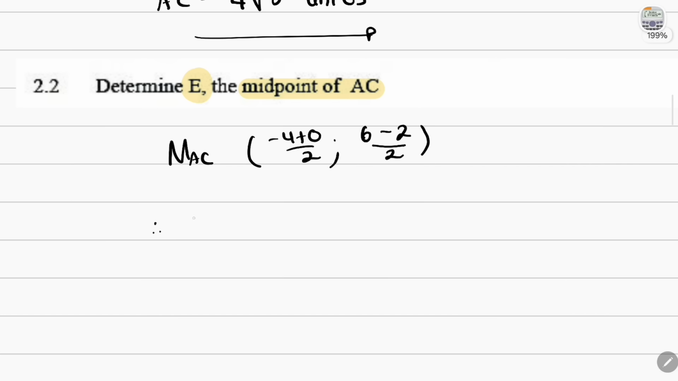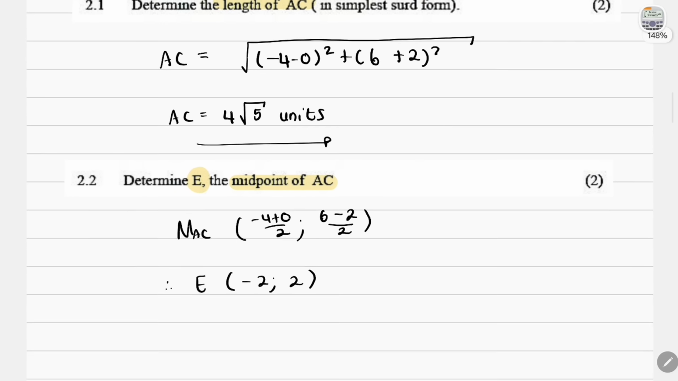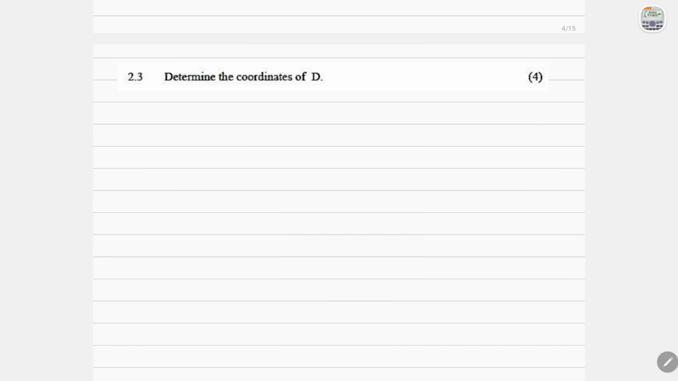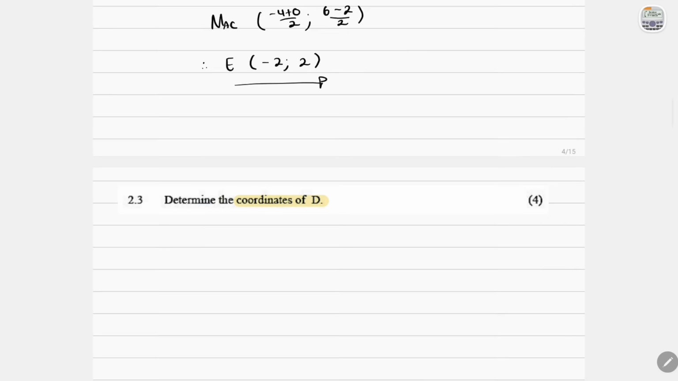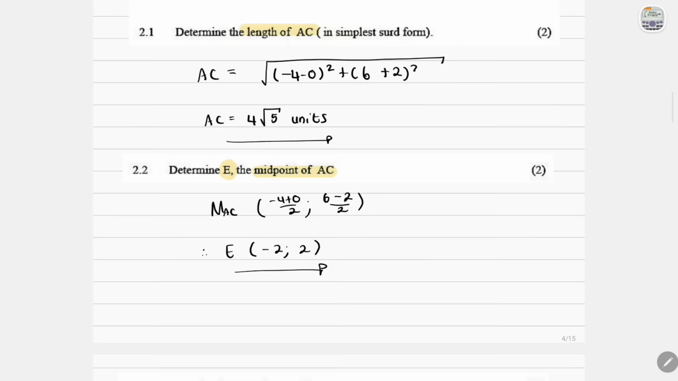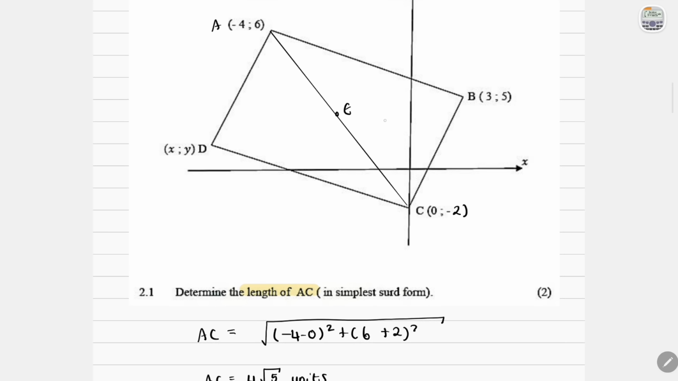And so finally, this point E they're referring to is negative 4 divided by 2, which is negative 2, and then 6 minus 2 is 4 divided by 2, which is positive 2. So negative 2 and 2. Moving on to the next question. Question 2.3 says, determine the coordinates of D. D was that missing one, but we just previously found E, which is negative 2 and 2.